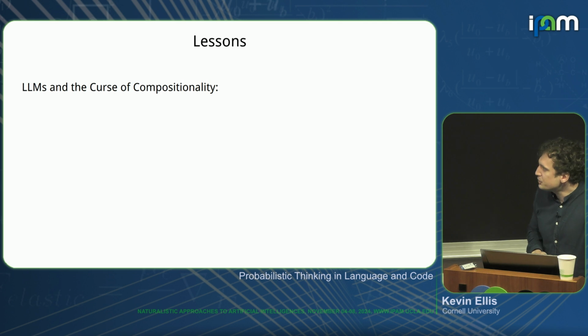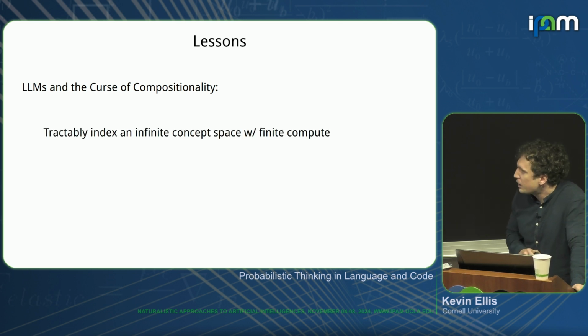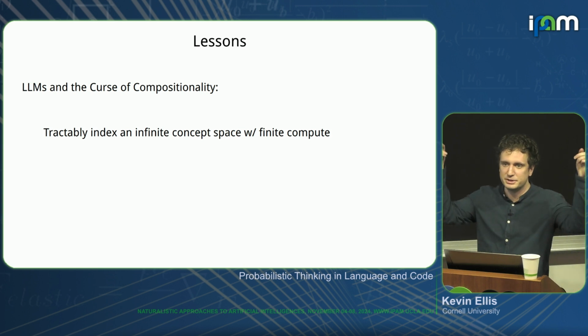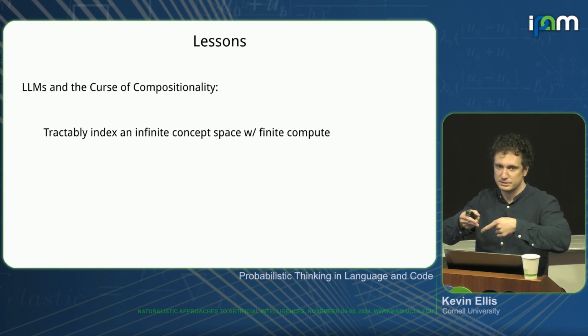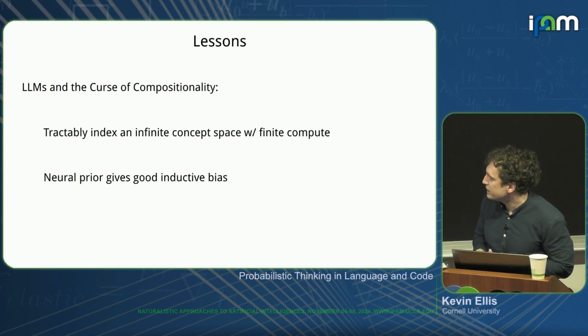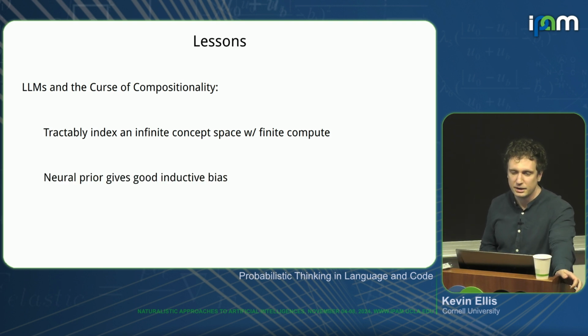So in terms of the recursive functionality, what's really happening is we're being able to index this infinite concept space and project it down to a manageable subset. That's the bottom-up proposals. And we're able to learn a good inductive bias using a neural network.